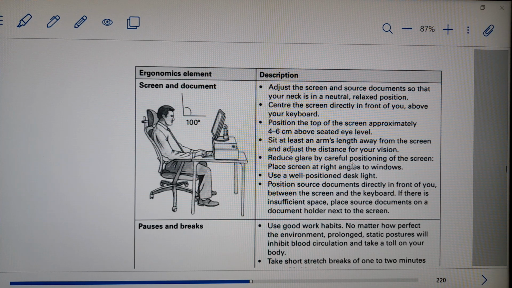Reduce glare by carefully positioning the screen. Place the screen at right angles to windows. Use a well-positioned desk light and position source documents directly in front of you between the screen and the keyboard. If there is insufficient space, place the source document on the document holder next to the screen.